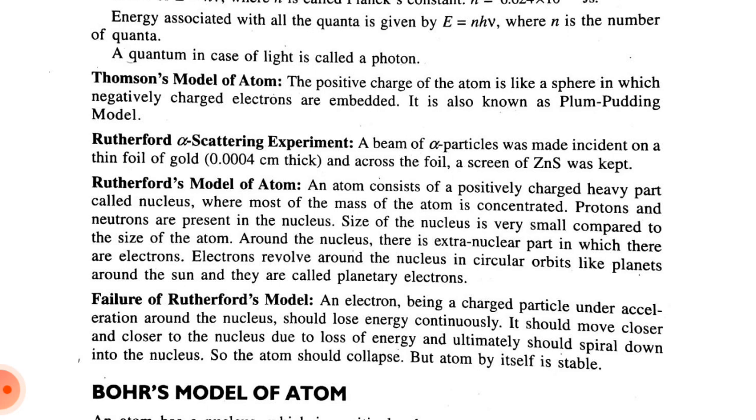Failure of Rutherford's model. An electron, being a charged particle under acceleration around the nucleus, should lose energy continuously. It should move closer and closer to the nucleus due to loss of energy, and ultimately should spiral down into the nucleus. So the atom should collapse, but the atom by itself is stable.